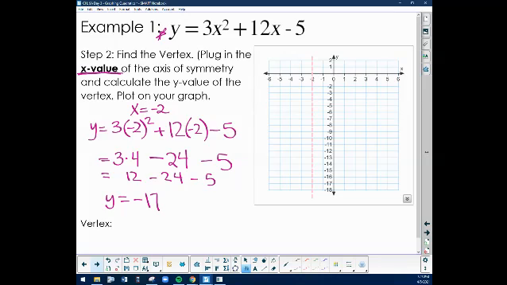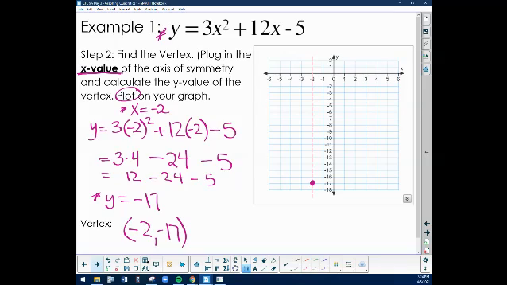Now I need to take the x and the y and put them together to create my vertex point. So negative 2, negative 17. Then plot it on my graph. So that point is going to be right there. Now I know a little bit more about where my graph is going to be.